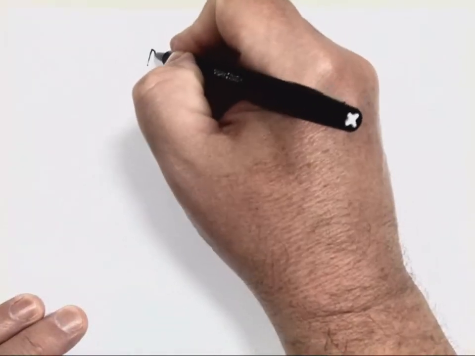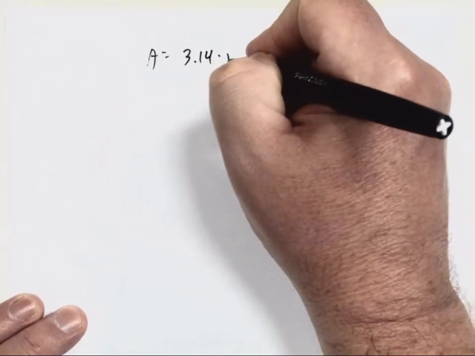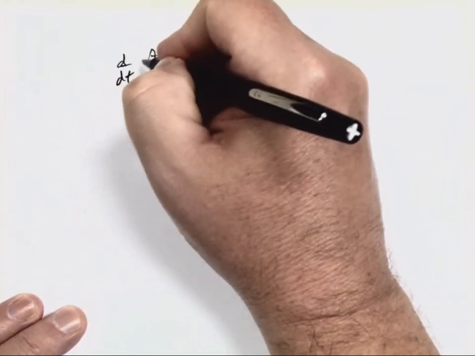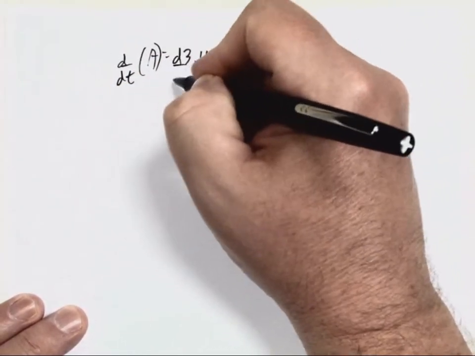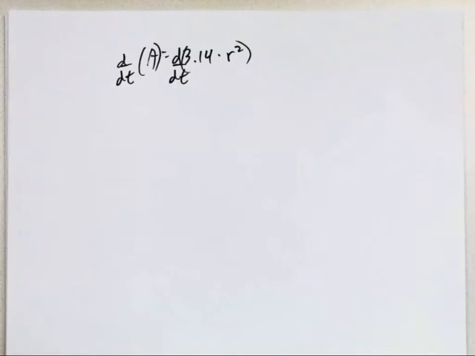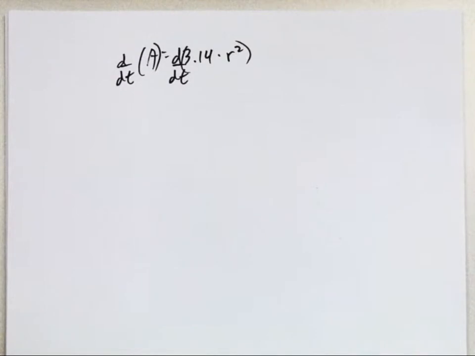So I'm going to take the equation I was given, A equals 3.14 r squared. I'm going to take the derivative of both sides with respect to time. For related rate problems, it's always the derivative with respect to time, which is this small t here. Now it becomes an implicit differentiation problem.